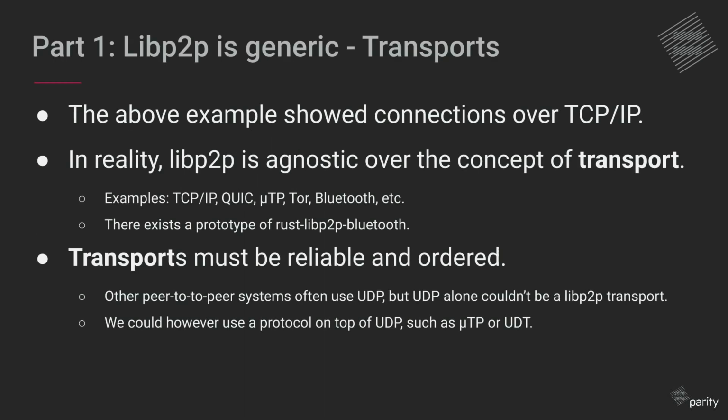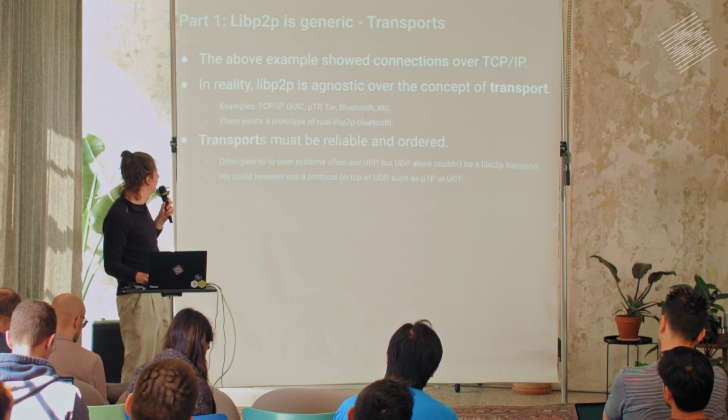libp2p is more generic than that. You don't need TCP. You don't need any specific protocol. It's generic over what we call a transport. It can be TCP/IP. It can be QUIC. It can be Tor, Bluetooth, whatever you want. There's a prototype. I mentioned Bluetooth because there's a prototype of Rust libp2p Bluetooth. And when I say a prototype, it is a prototype, not something that you should use.